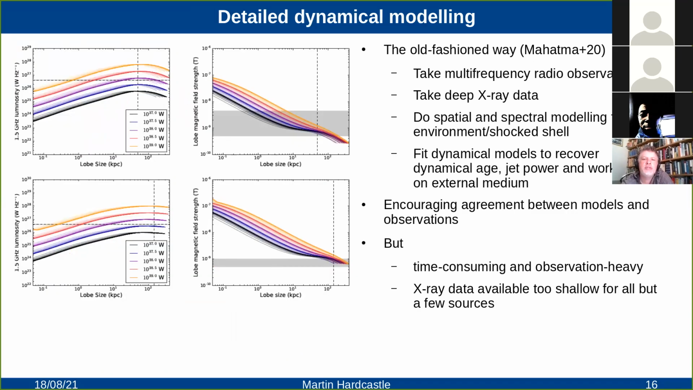And then you can fit the dynamical models, the analytical models that I showed you earlier, to all of that data and try to get out how old the radio source is, what its jet power is, how much work it has done on the external medium, and so on. And we can do that for individual sources and calculate all of those properties, but that doesn't tell us anything about the population, and it never will, because X-ray observations are extremely expensive, and even with survey instruments like eROSITA, you just don't have the data you need for most sources. There are a lot of radio sources in the sky. So although it's really nice to be able to do this, we can't do it for everything.